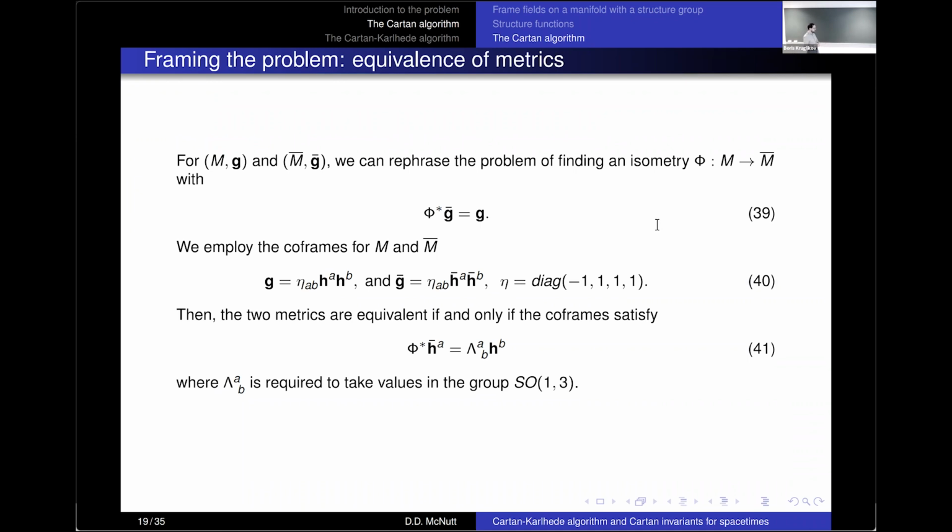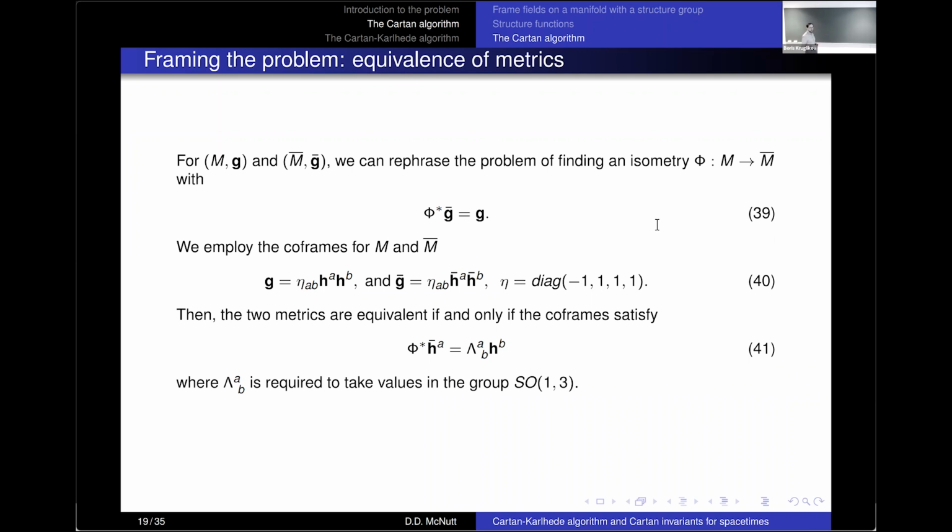We'll put it in the back of our heads, and we will think about the equivalence problem for metrics. So now I have 2 Riemannian manifolds with Lorentzian signature. Both G and G bar have Lorentzian signature. And we can rephrase the problem of finding an isometry as finding a diffeomorphism for the frame basis H that diagonalizes G, and the coframe basis H bar that diagonalizes G bar. And then now we're just talking about a frame mapping.